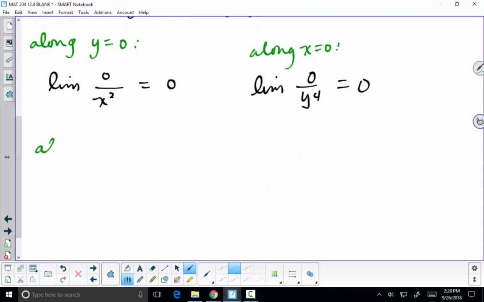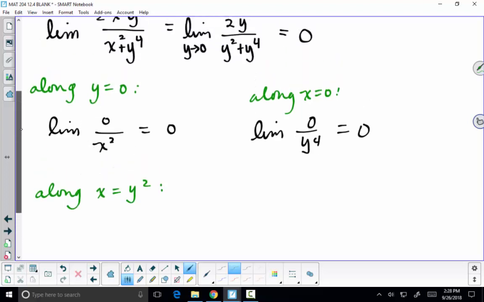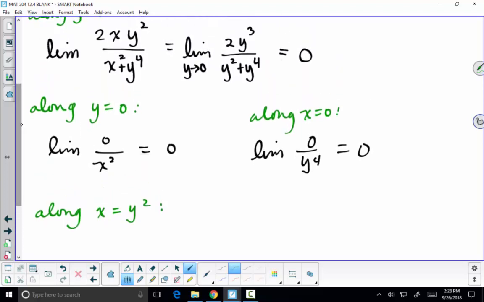Let's go along x equals y squared. When I look at this, you might ask why would you even think to do this? I'm going to put in a y squared just because the denominator will combine pretty easily then.